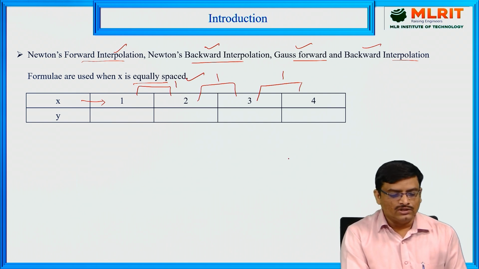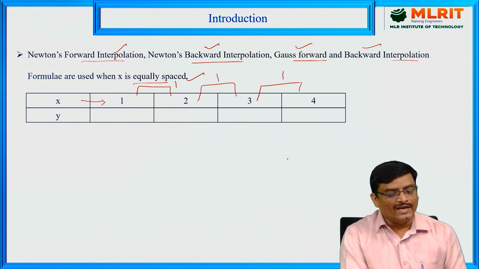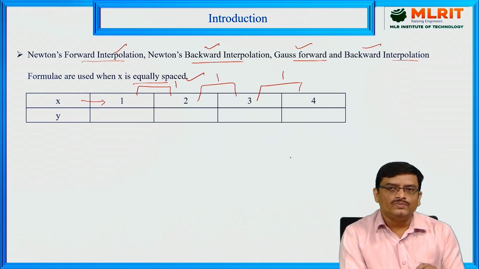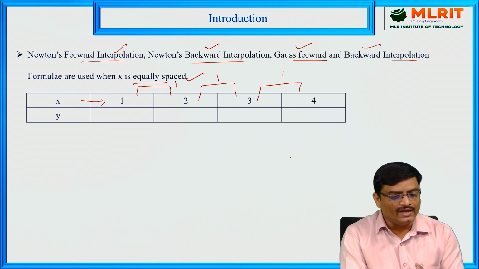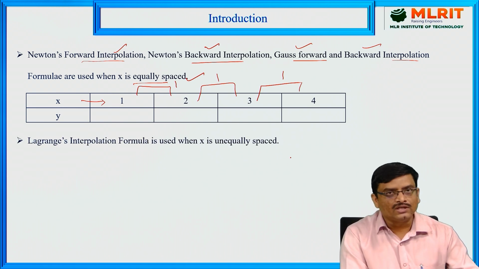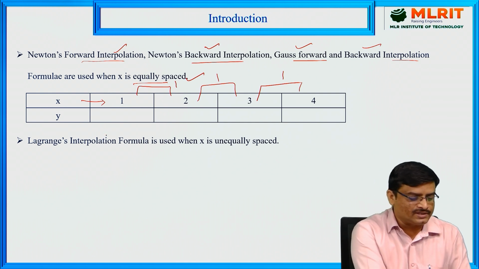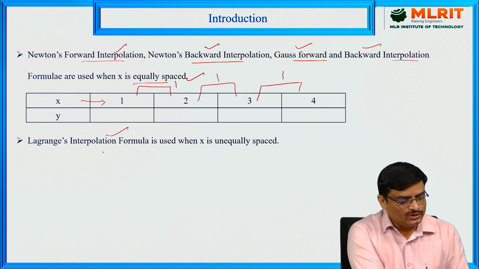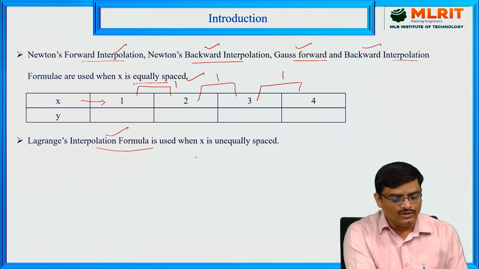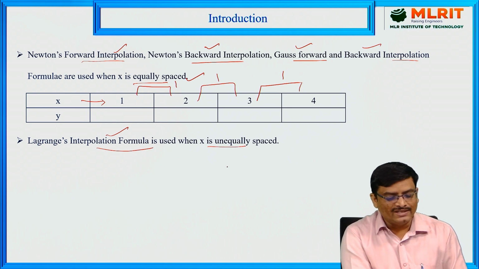Next, suppose the x values are unequally spaced, that means if you find the difference between the values of x and you have unequal differences. Whenever we have this type of situation, then we can take the help of Lagrange's interpolation formula. So Lagrange's interpolation formula is used when x is unequally spaced. Now we will see what is meant by unequally spaced.